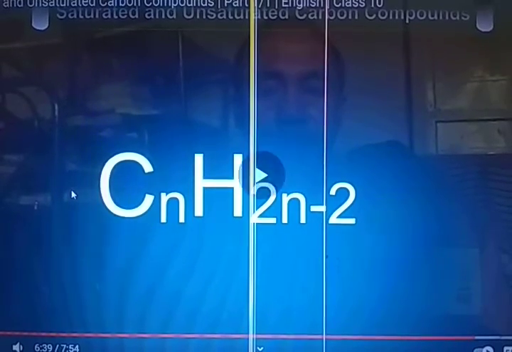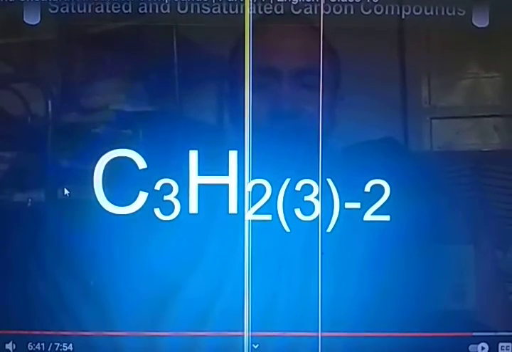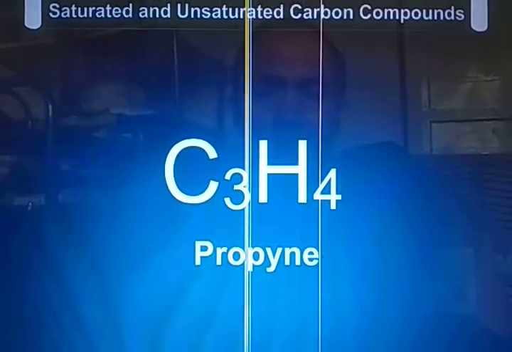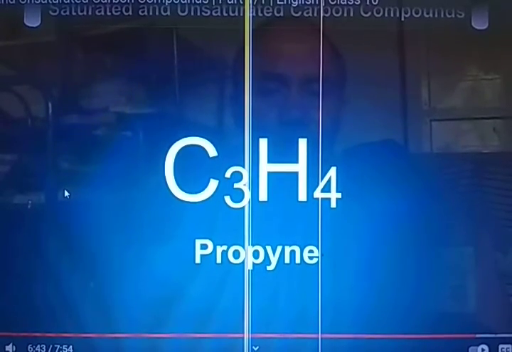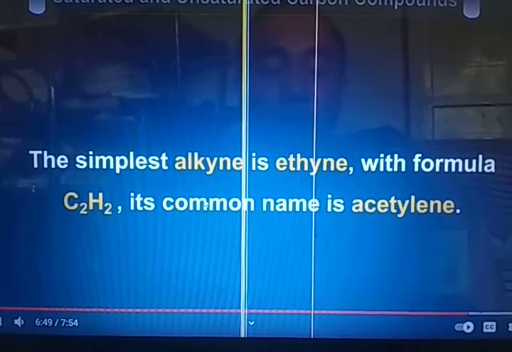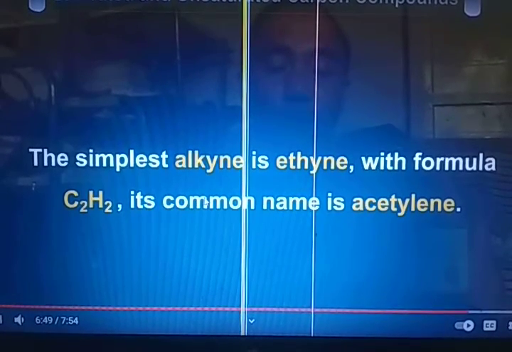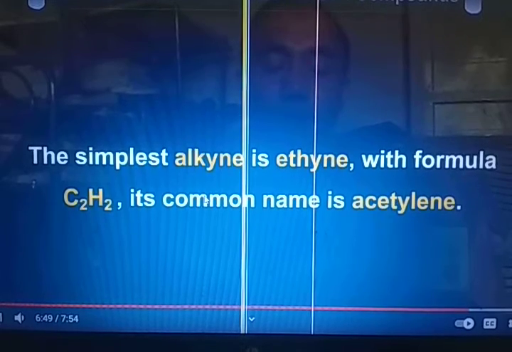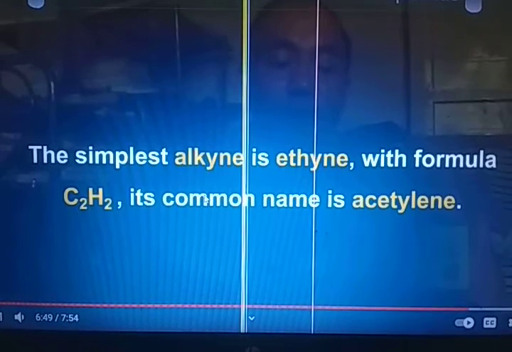Similarly, when n is 3, C3H4, that is propyne. The simplest alkyne is ethyne with formula C2H2. Its common name is acetylene.